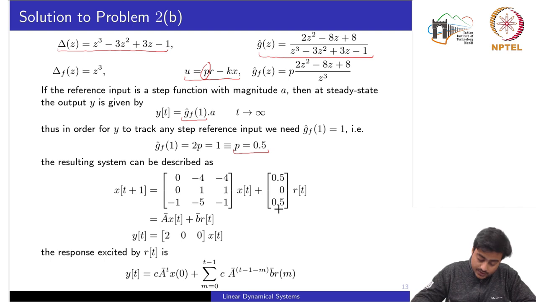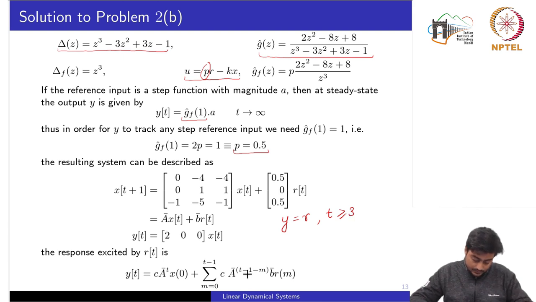So the resulting system can now be described as this, where this is the closed loop matrix and the B bar matrix would also change, and Y of t is given by this. Now the response excited by the reference signal is given by this. We are computing the response because we want to show that Y is equal to R for all t greater than or equal to 3. Okay. So we can express the response of the closed loop system with input R by using the variation of constant formula or by using the iterations for computing the powers of A.